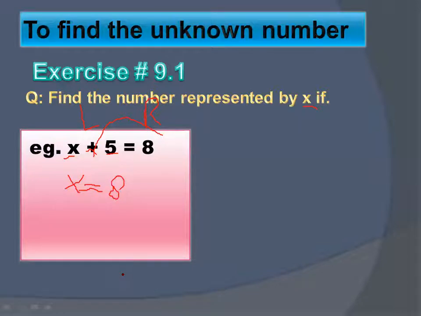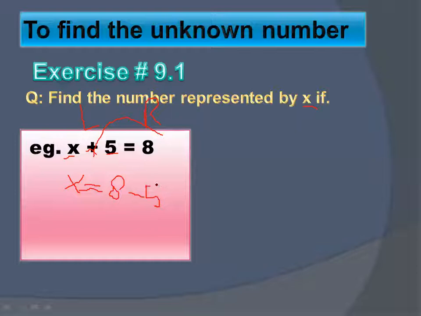Now, what will you do after that? Now you will shift this plus 5 onto the right side. But how? You will shift it by making it negative, or by applying the opposite operation, that is minus. Here you have plus 5, so on the right side, it will become minus 5.